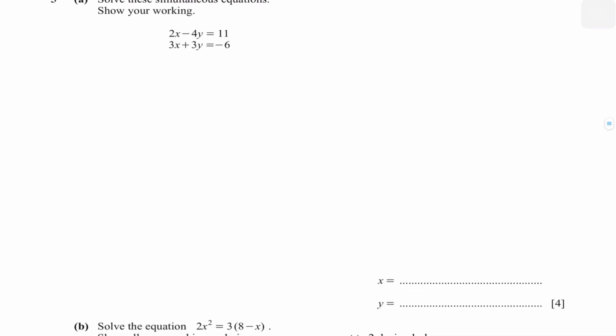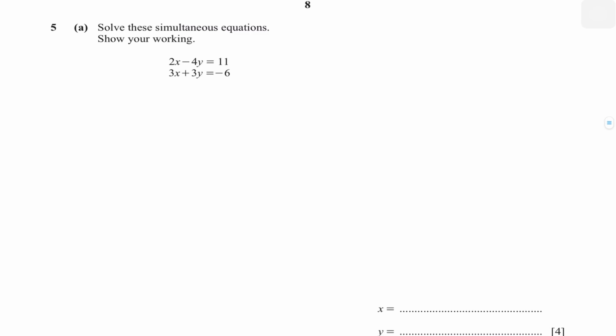Alright, so now let's solve question number 5, which is simultaneous equations. It's a very easy topic. And the method that I'm going to use is elimination. So I've decided to eliminate y because one is already negative and the other is positive. So we can see that we have negative 4 and 3 as our coefficients. So I'm going to turn one of them into negative 12 and the other into 12. So that means I'll have to multiply the first equation by 3 and the second equation by 4. So we have 6x minus 12y equals 33, and then we have 12x plus 12y equals minus 24.